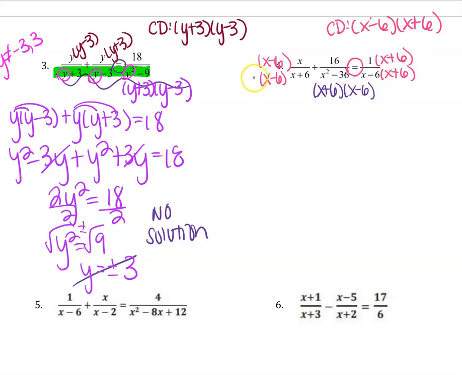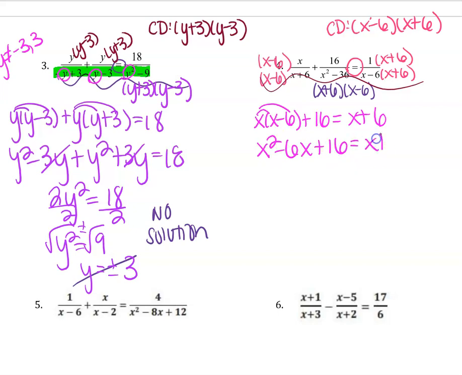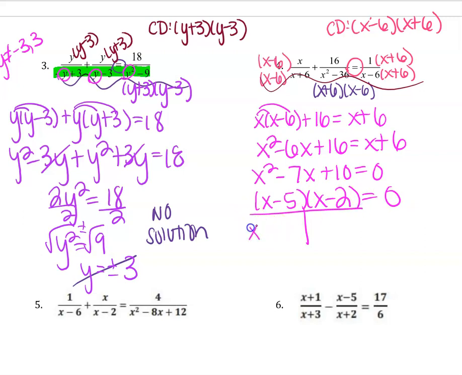When the problem equates, you can drop the base and solve the numerator. All right, so that leaves me with x squared minus 6x plus 16 equals x plus 6. Set it equal to 0, and I get x squared minus 7x plus 10. Factors of 10 that sum to negative 7 would be negative 5 and negative 2. So I'm getting x equals 5 and x equals 2 as my solutions.